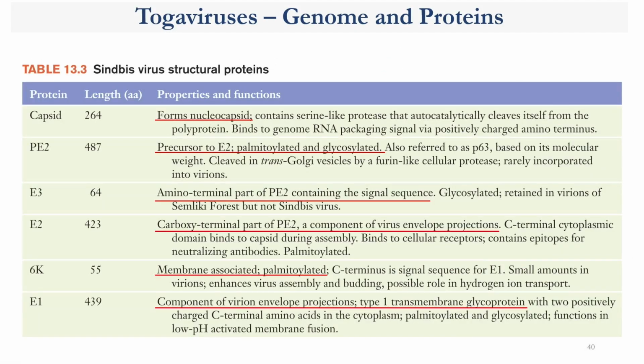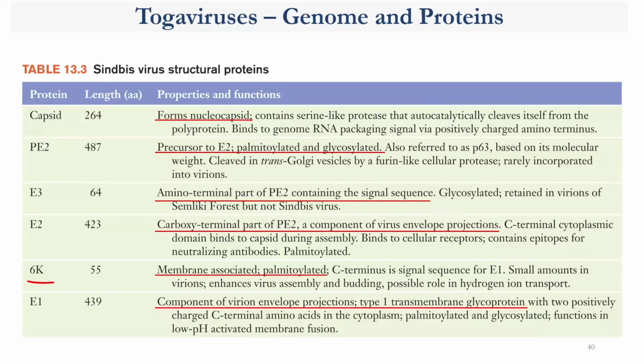So here are the various proteins for the alphavirus. Capsid protein, which forms the nucleocapsid. PE2, which is the precursor to the E2 protein, which is the envelope glycoprotein. It gets palmitoylated as well as glycosylated. E3, again, this is the amino terminal part of PE2, which has the signal sequence, okay? Here's your E2, the carboxy part, a component of the projection.